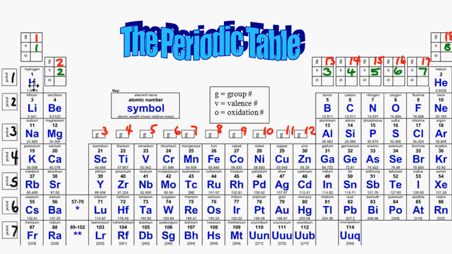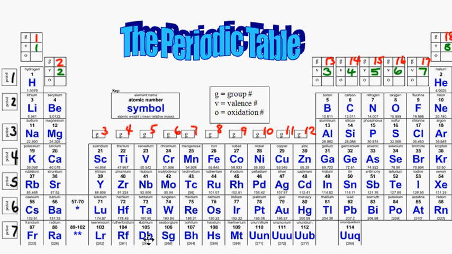And what's cool about this is that all the elements in the group have the same number of valence electrons. It's one of the patterns on your periodic table. So group 1 actually has 1 valence electron, 1 electron in its outermost energy level. Group 2 would have 2 valence electrons. That's why we have the 2 right there.